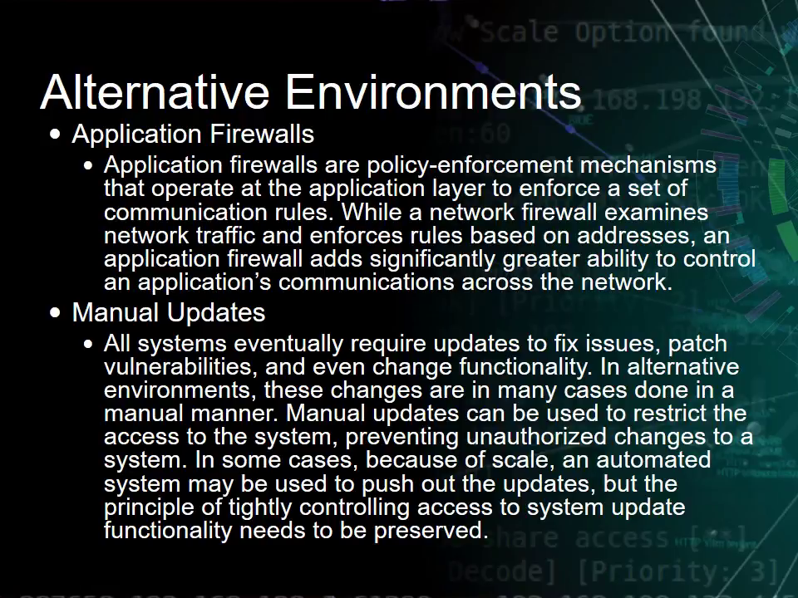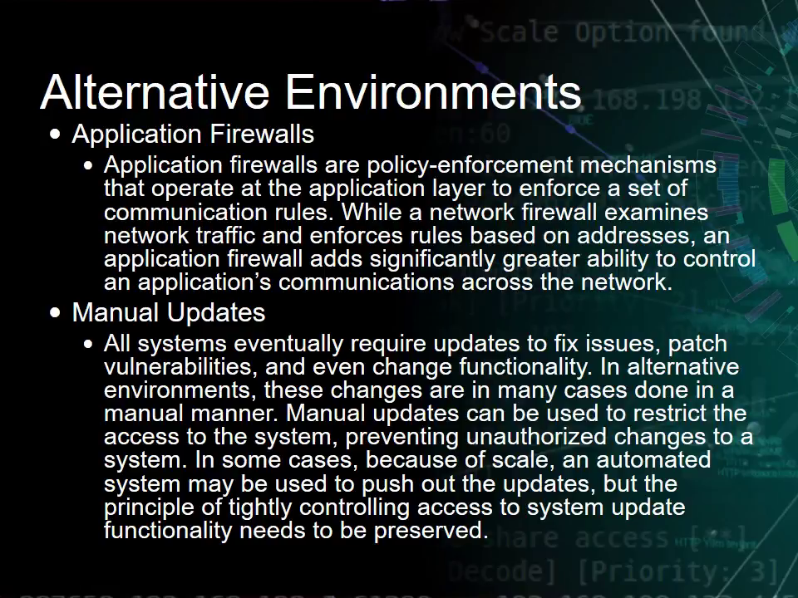Then there's manual updates. All systems eventually require updates to fix issues, patch vulnerabilities, and even change functionality. In alternative environments, these changes are in many cases done in a manual manner. Manual updates can be used to restrict the access to the system, preventing unauthorized changes to a system. In some cases, because of scale, an automated system may be used to push out the updates, but the principle of tightly controlling access to system update functionality needs to be preserved.